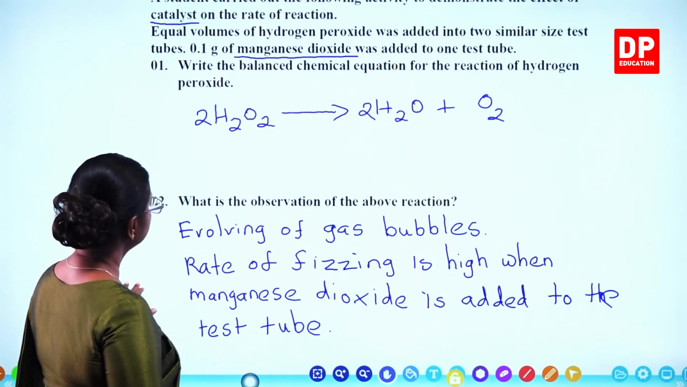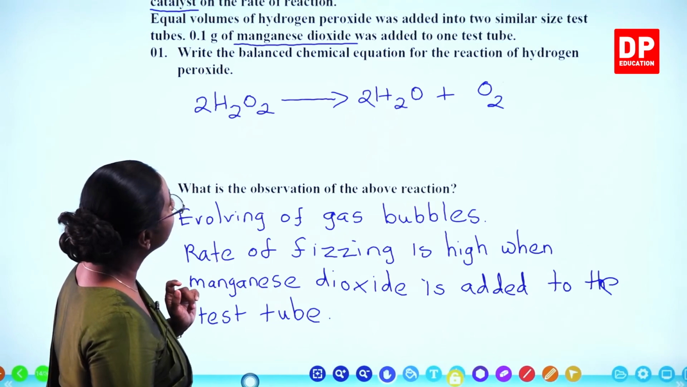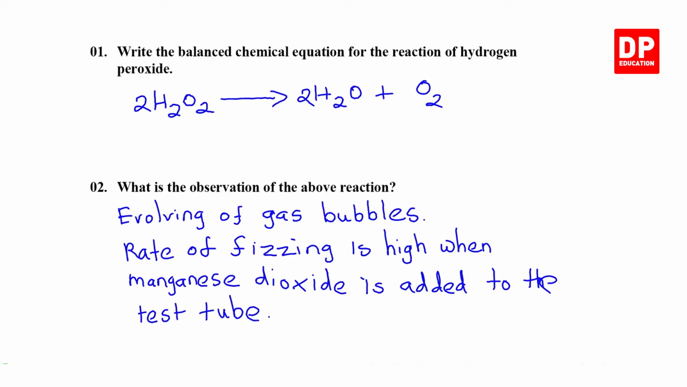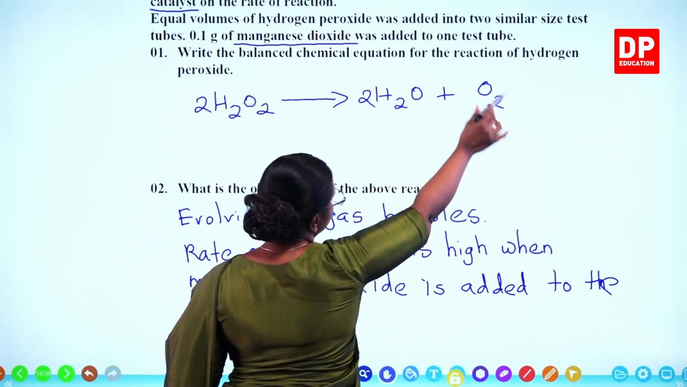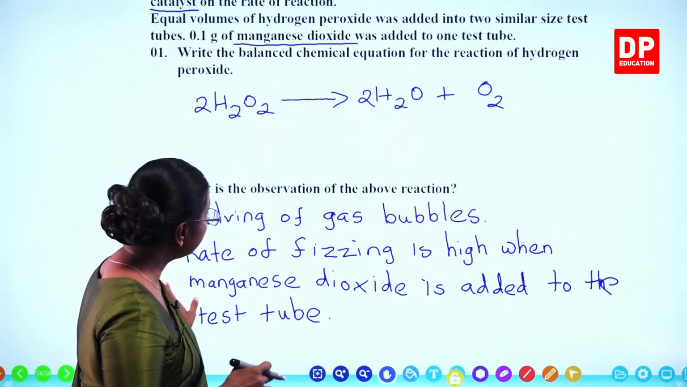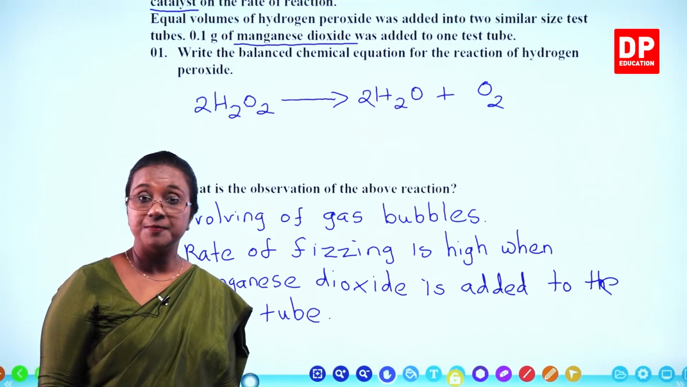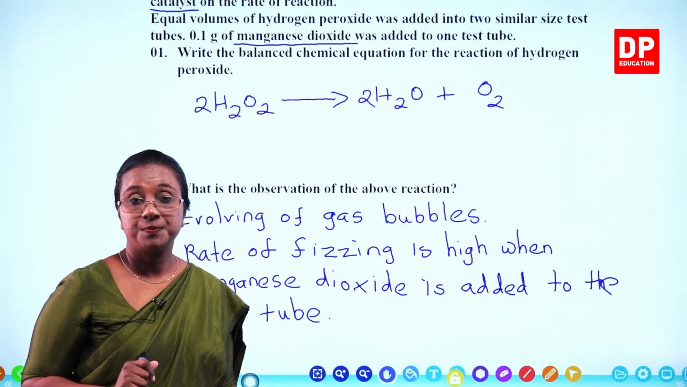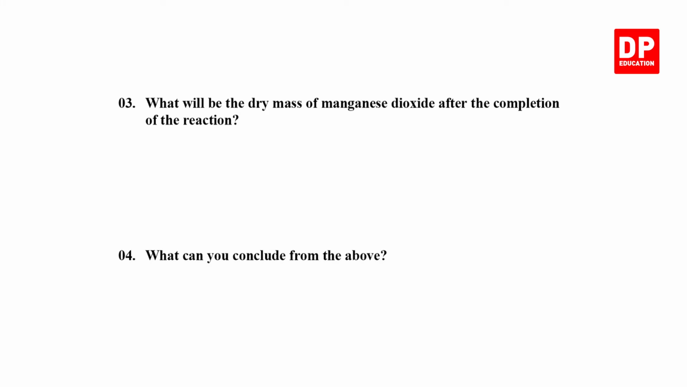So those are the two questions. Write the balanced chemical equation for the reaction of hydrogen peroxide that we have written, and what is the observation of the above reaction: evolving of gas bubbles, and rate of fizzing is high when manganese dioxide is added to the test tube. But here of course, since they have said above reaction, you can only stick to evolving of gas bubbles. Only during the activity, you will be comparing the rate of fizzing. You can just say evolving of oxygen gas. Is that okay, students?